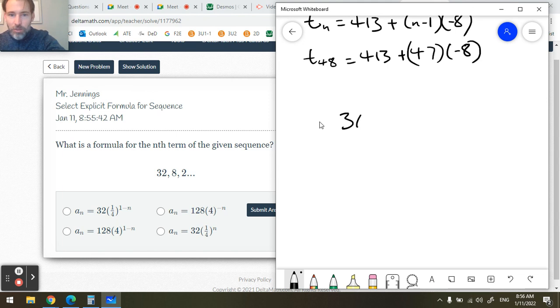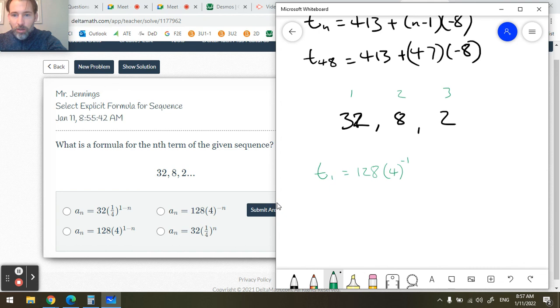So I'm going to write out the sequence, 32, 8, and 2, okay? And then I'm going to say, well, this is the first, second, and third terms. And then I'm going to test this one, which is the one that looks best to my eye. Okay, so let's test it. So is T1 equal to 128 multiplied by 4 to the negative 1? Well, 4 to the negative 1 is equal to 128 over 4. And 128 over 4 is 32 times 4 is 128. Cool. 32. So that checks out for T1.